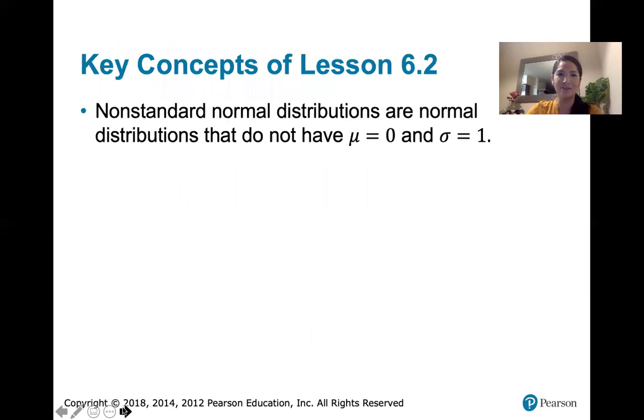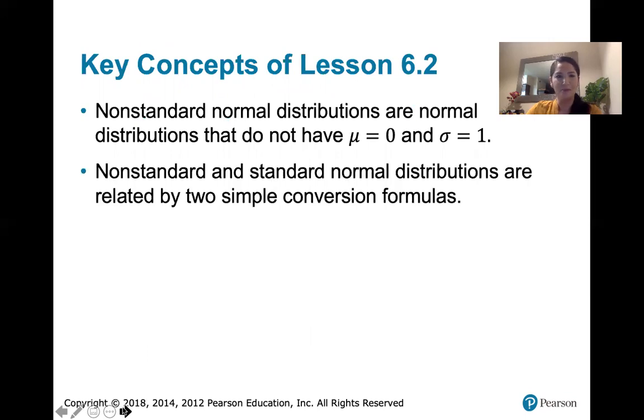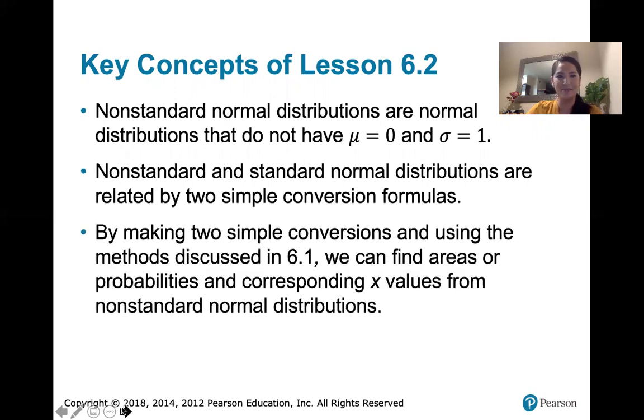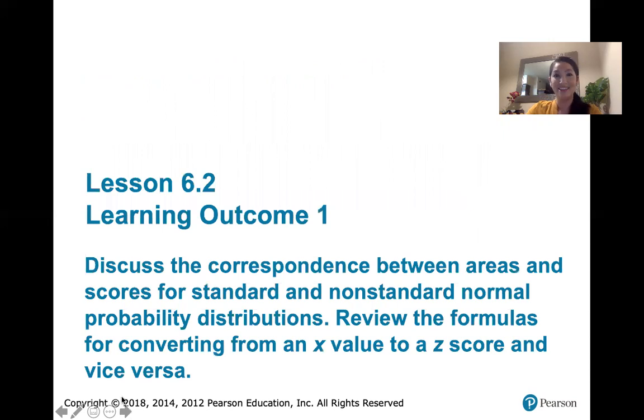So here are the key concepts. I think I've already reviewed this a little bit. Non-standard normal distributions are normal distributions that do not have a mean of 0 and a standard deviation of 1. Either one or both of those are different from 0 and 1. And it turns out that standard normal distributions and non-standard normal distributions are related by 2 simple conversion formulas. And then by making those simple conversions, we can find areas and probabilities and corresponding X values from non-standard normal distributions. So that's the plan. I will see you in the next video to discuss learning outcome number 1.